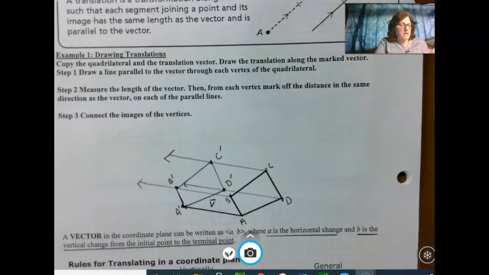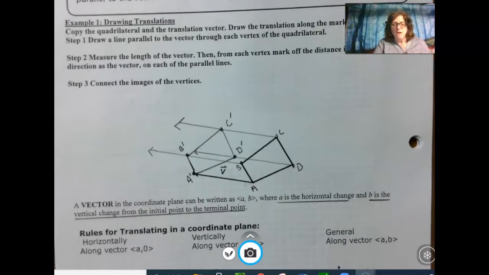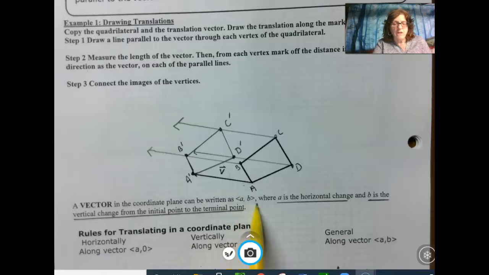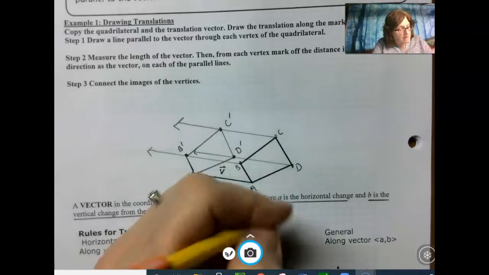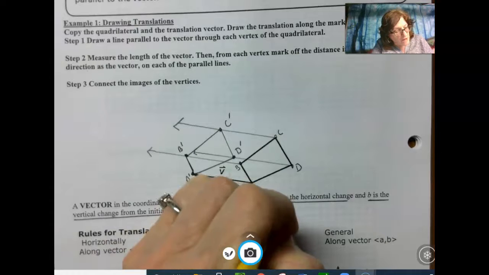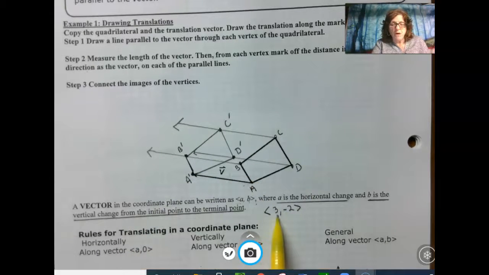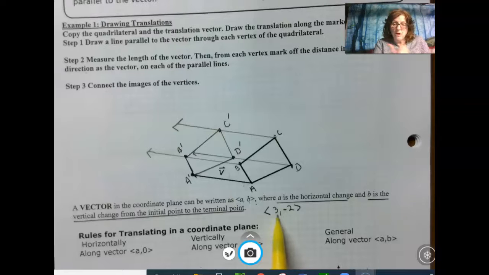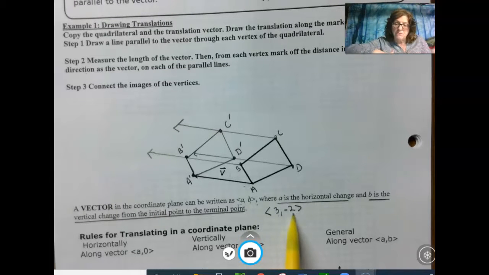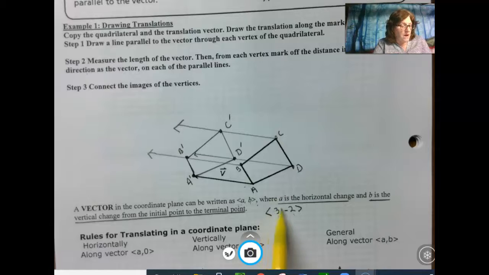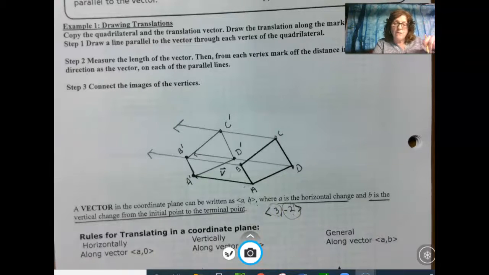Now, if we are going to use it on a coordinate grid, this is the vector notation that you're going to see. a represents the horizontal change, positive or negative. b represents the vertical change, up and down. So for example, if I had a vector of <3, -2>, it means that I would move my given point 3 units to the right and down 2. So this corresponds with the x movement, and this corresponds with the y movement.